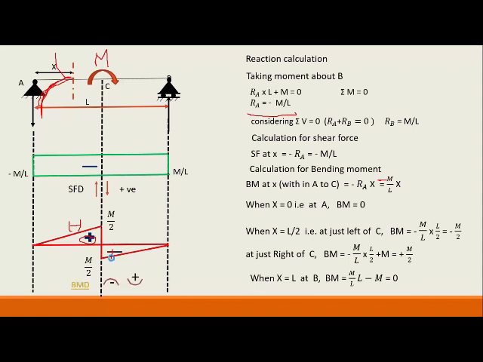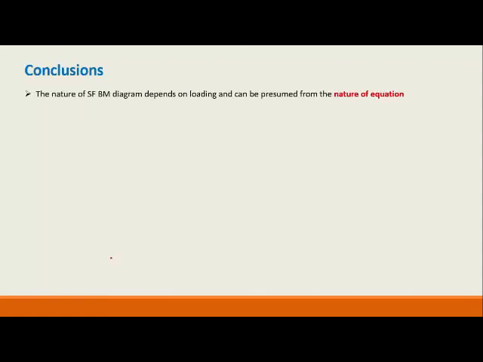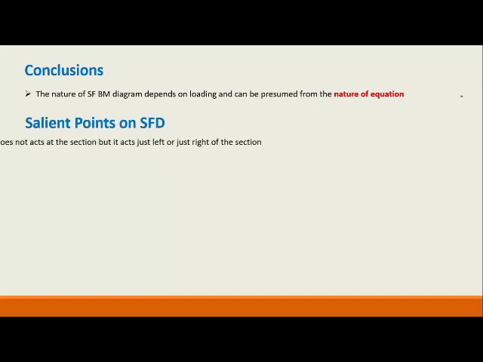Okay, so let us come to the conclusion, which is very important. The nature of SF and BM diagram depends on the loading and can be presumed from the nature of the equation itself. So it is very important to form an equation. Salient points of the SFD, very important for the exam aspirants and for the students who are beginners: SF does not act at the cross section but just left and just right of the section, because it is a force just like a scissor.